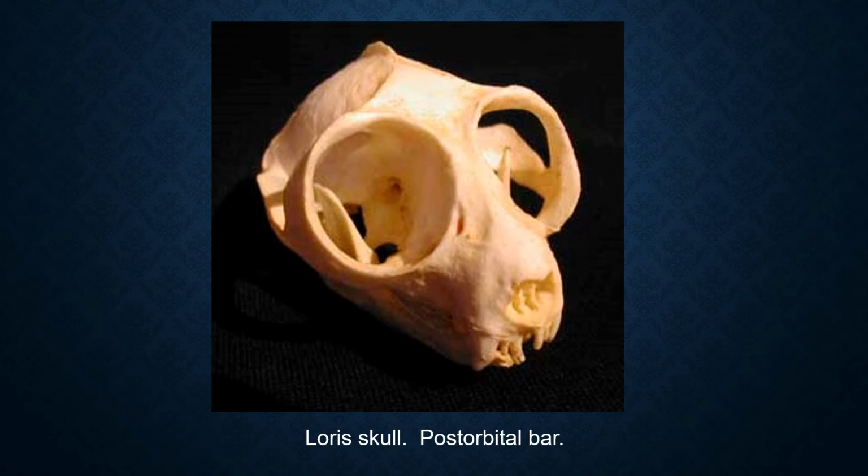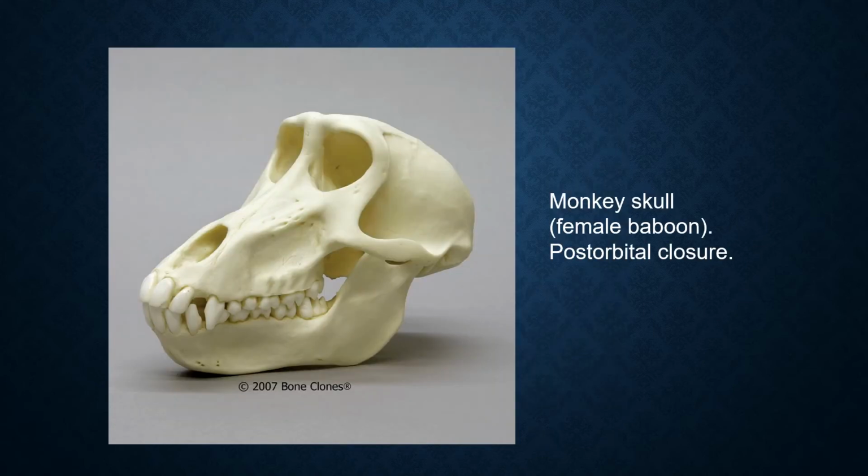But you can see the kind of ring that occurs around the side of the eye here. This is what we call a post-orbital bar. And you can see that it's actually open in the back. There's no bone in the back of the eye socket, but there is bone enclosing and providing structure around the entire front of the eye. If we look at this baboon skull, or this female baboon, on the other hand, you can see that not only is there a post-orbital bar, there's also a post-orbital closure, right, a bony wall along the entire back of the eye, right? You can see there's bone all through this area.